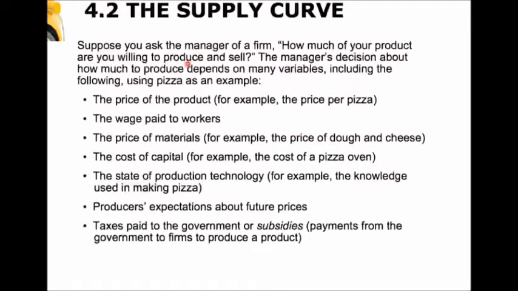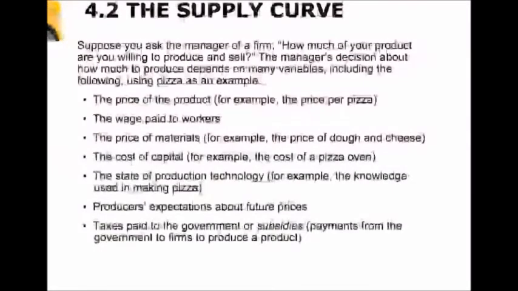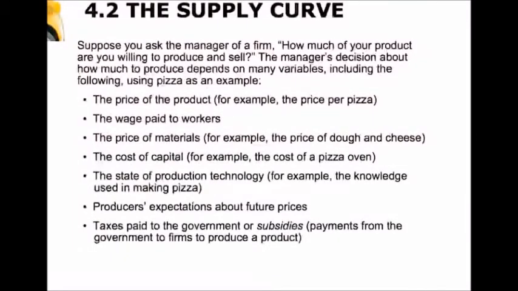The manager's decision is going to depend on a lot of different things. The one variable that enters into the supply curve is going to be the price of that product. But there are a lot of other things that also affect how much is going to be produced and sold. One of those is the wage paid to workers. Another is the price of materials, or the cost of capital, the state of production technology. Again, we're going to look here at expectations like we did in the demand curve. For the supply curve, it's producers' expectations about future prices.